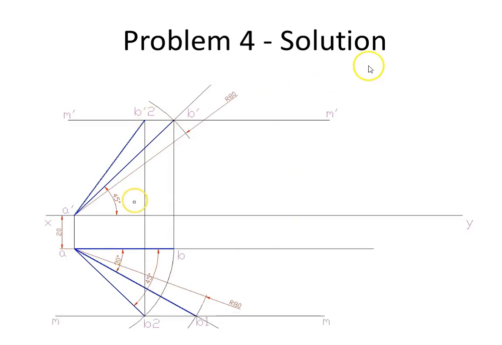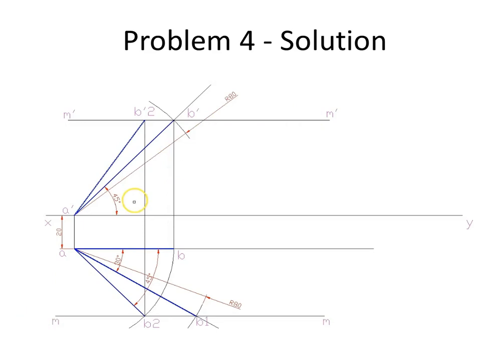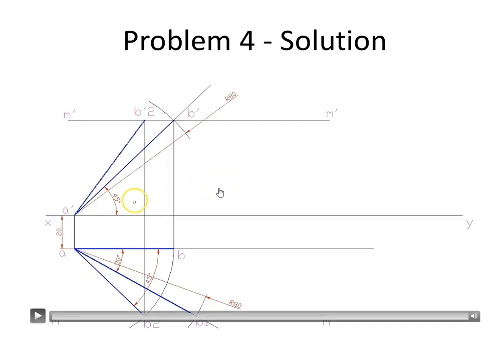Similarly here you have AB1 as the true length which is inclined only to VP, and AB2 which is actually the projection, that's the top view when it is inclined to both HP and VP. So we'll move on to the next problem.